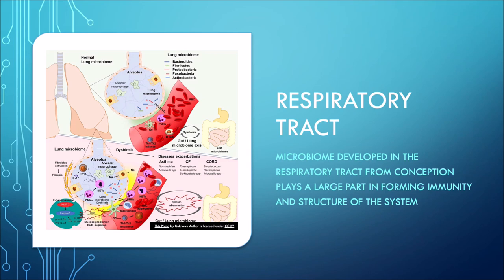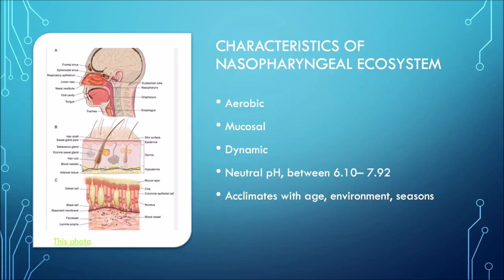The respiratory tract hosts an ecosystem of microbial organisms that have commensal, symbiotic, as well as potentially pathogenic relationships with the human host. The respiratory microbiome has a large part in forming immunity, as well as taking part in forming the structure of the respiratory tract. The upper respiratory tract has more communities of microbes in it and protects the lower respiratory tract from infection.